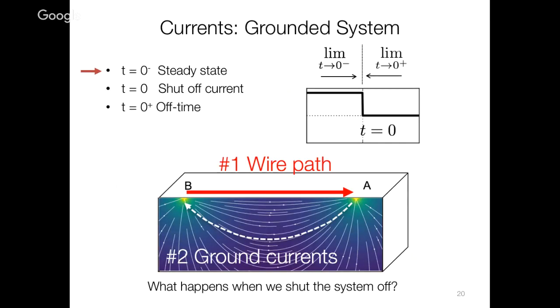So here's the one that we're going to do. We're just going to take a homogeneous Earth and have this generator connected. Here's the A electrode, here's the B electrode. So the currents are going to go like this. Okay, that's steady state.